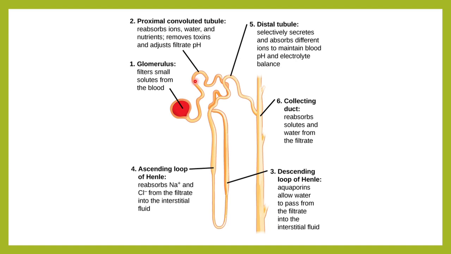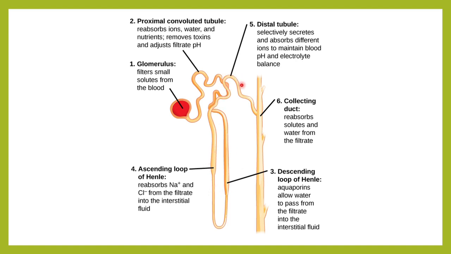Then you have the descending loop of Henle. This is the loop of Henle, this is the ascending loop, and this is the descending loop of Henle. This descending loop of Henle has aquaporins, which allow water to pass from the filtrate into the interstitial fluid. This is the ascending loop of Henle. It reabsorbs the sodium and chloride from the filtrate into the interstitial fluid.